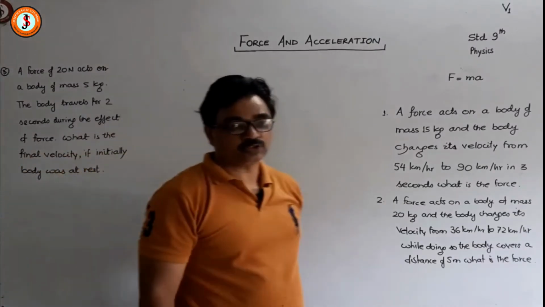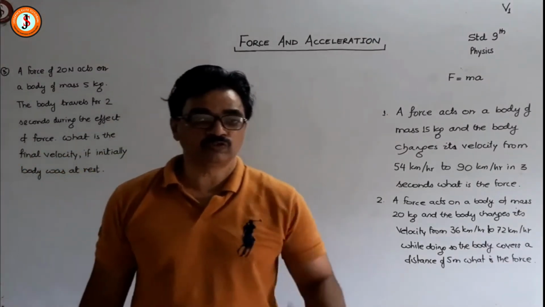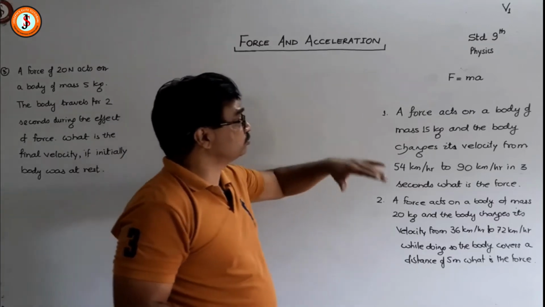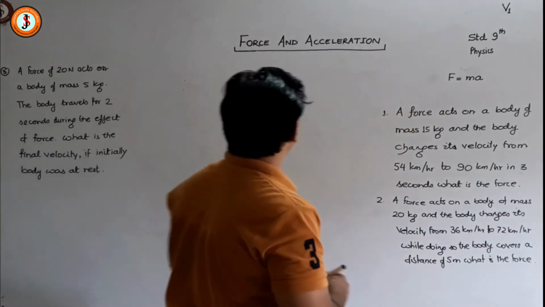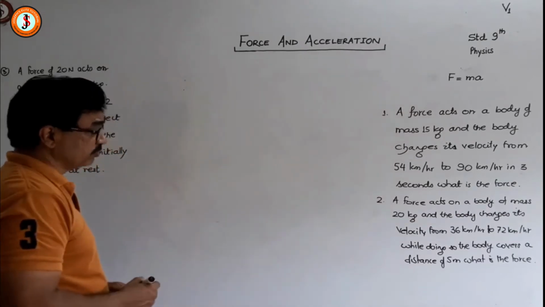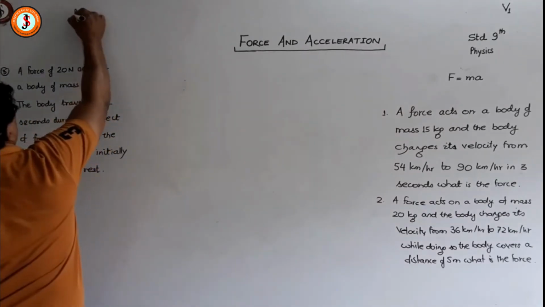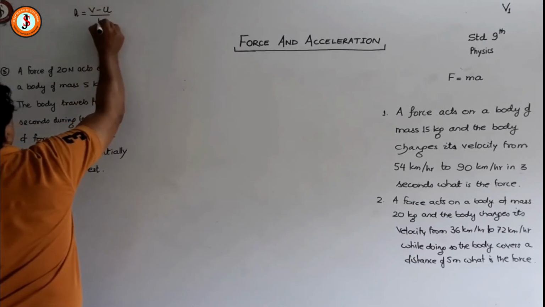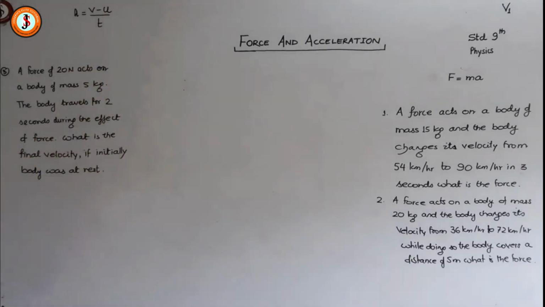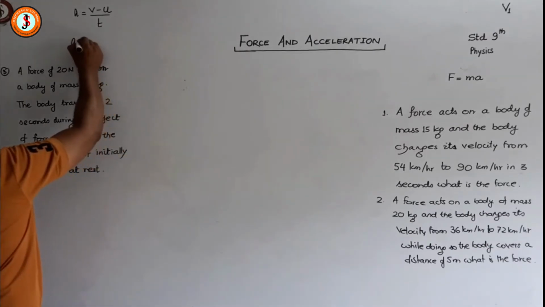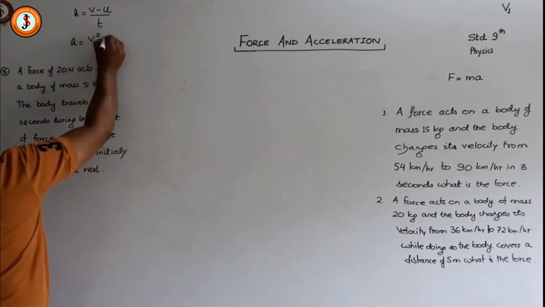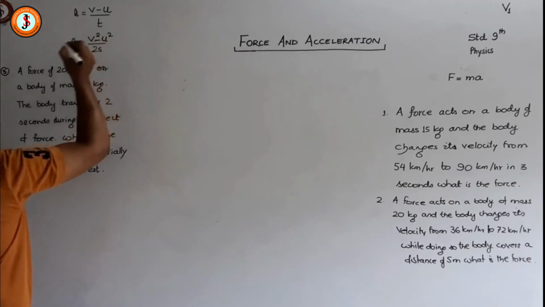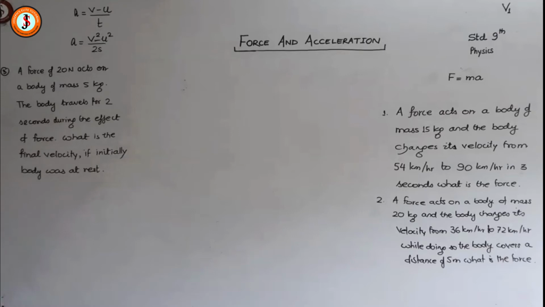So dear children, let us do some numericals based on force. Very simple. First we have to understand force is equal to mass into acceleration. But from the first chapter we know that acceleration is equal to either (v minus u) by t, which comes from the first equation of motion, or acceleration is equal to (v square minus u square) by 2s, which comes from the third equation of motion. So this we have to keep in our mind.